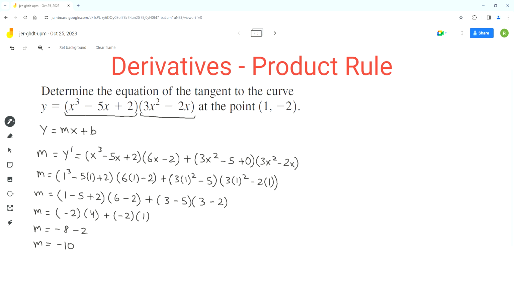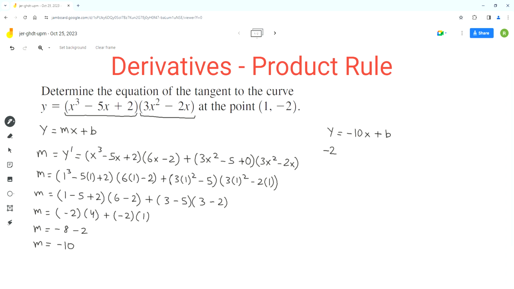So this is the m value we'll use in the general equation of a straight line. So our equation becomes y equals negative 10x plus b. Now we have to find the value of b, the y-intercept. For that, we'll use the given point 1, negative 2 because the tangent touches the curve at this point. So this point lies on the tangent line. We'll sub in x as 1 and y as negative 2 in this equation.